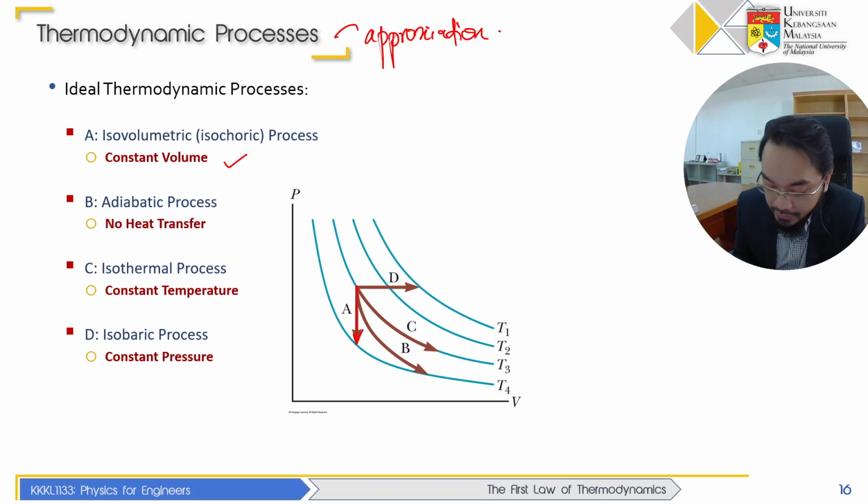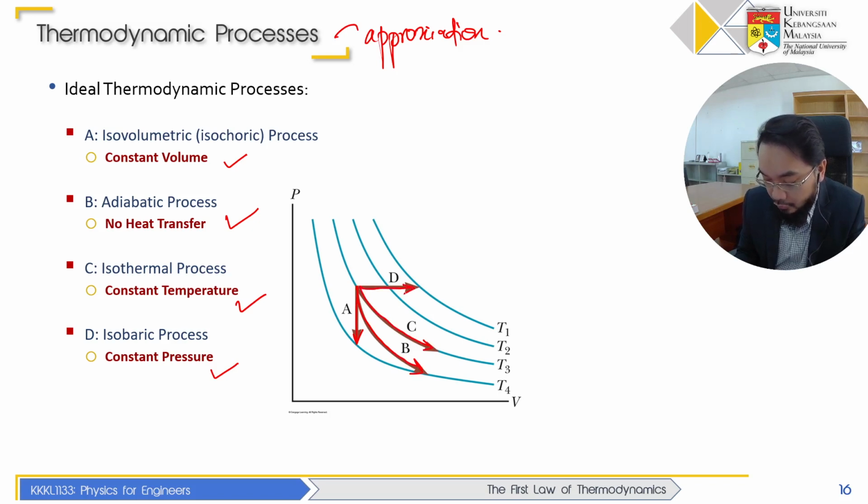The second one is the adiabatic process. In an adiabatic process, there is no heat transfer, so that's the condition. An isothermal process is whereby the process is happening at a constant temperature. And lastly, you have the isobaric process, which is a process happening at a constant pressure. So A is this line. B, the adiabatic process, is this line here. C is the isothermal process, and D is the constant pressure process.